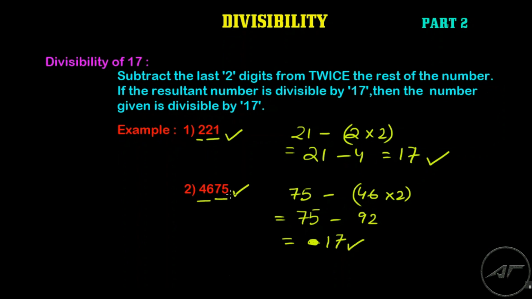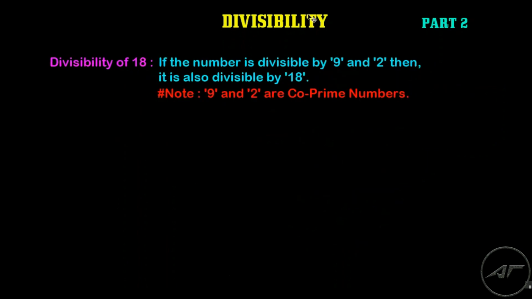Okay, that was for divisibility of 17. Now let's check out divisibility of 18. Now for divisibility of 18, if the number is divisible by 9 and 2, then it is also divisible by 18. Following the rule that 9 and 2 are co-primes, and by multiplying 9 and 2, we get 18. I'm not going to show any example, as in the previous video we have already done divisibility of 9 and divisibility of 2. So check them out, and if the number given satisfies both the divisibility of 9 and divisibility of 2, then the number is divisible by 18.